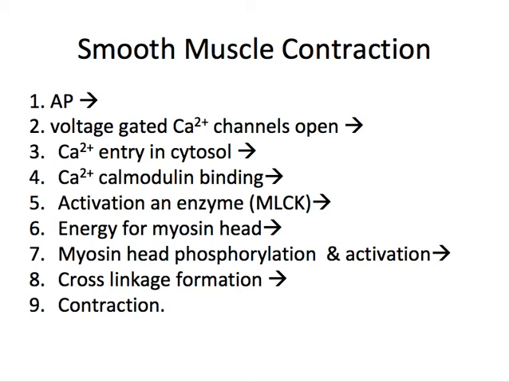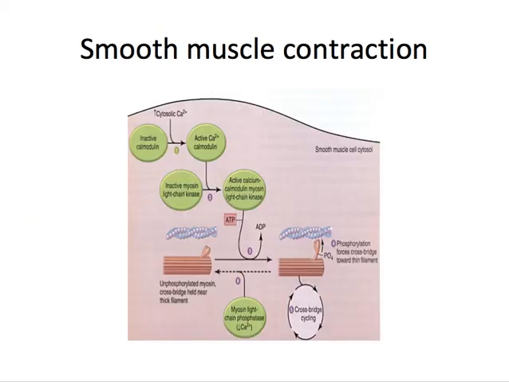Here on the screen, you can see the stepwise events during smooth muscle contraction. First of all, an action potential causes the opening of voltage gated calcium channels. So, calcium ion enters the cytosol of the smooth muscle fiber. This calcium ion binds with the calmodulin, making a calmodulin calcium complex.